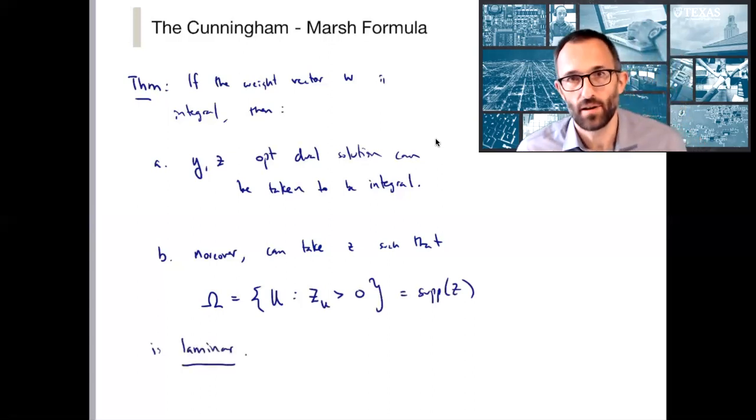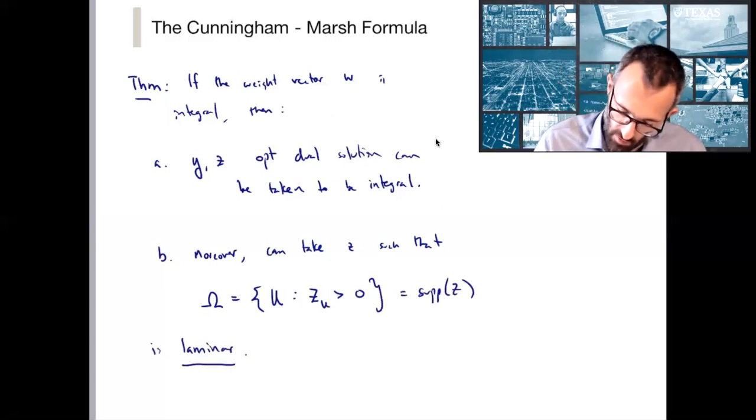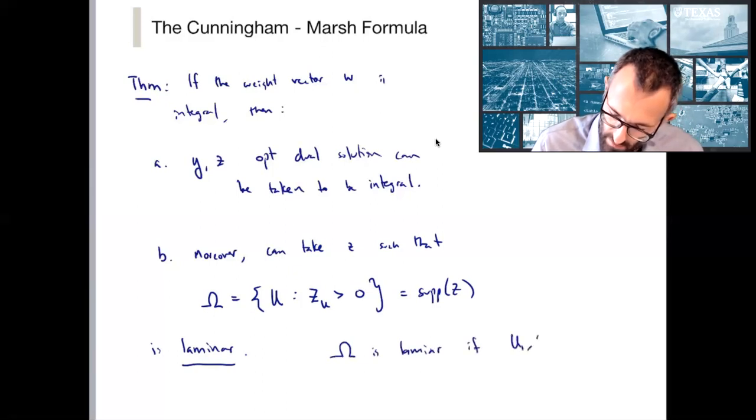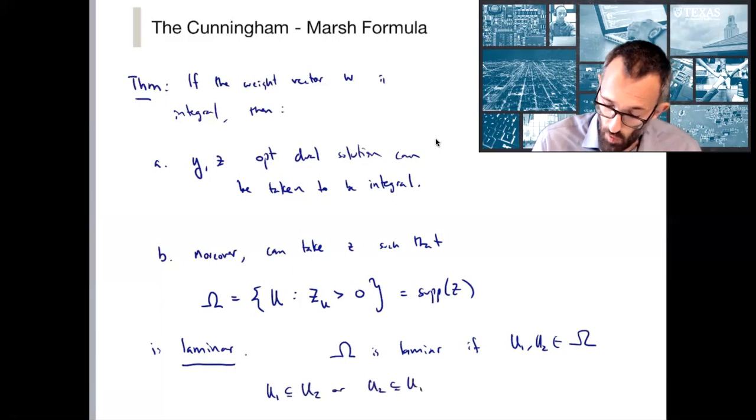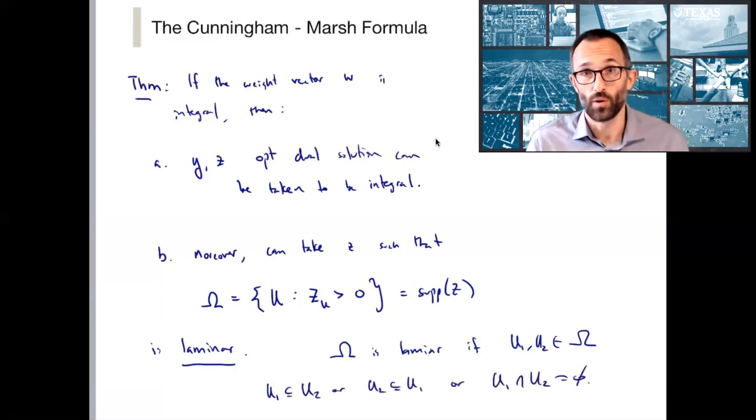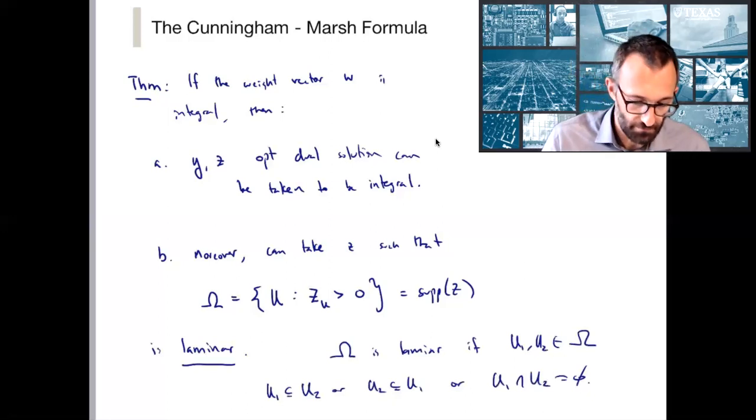We've defined laminarity in a previous lecture, but let me just remind you, omega is laminar if whenever U1 and U2 are elements of omega, then U1 is a subset of U2, or U2 is a subset of U1, or U1 and U2 have no intersection. So let's prove this theorem.